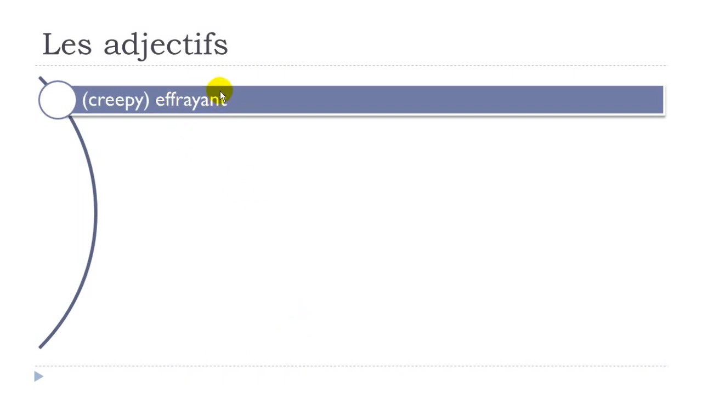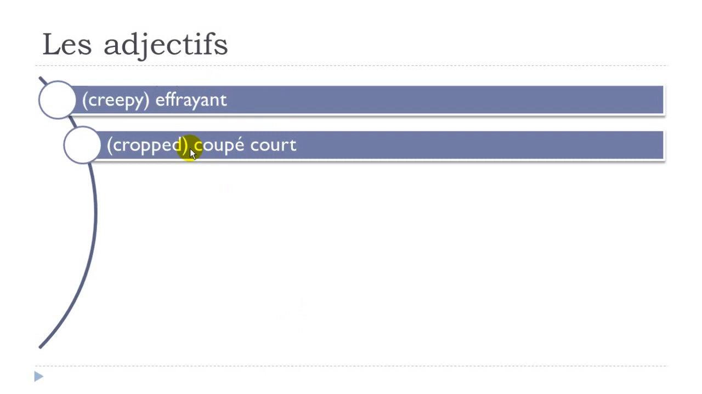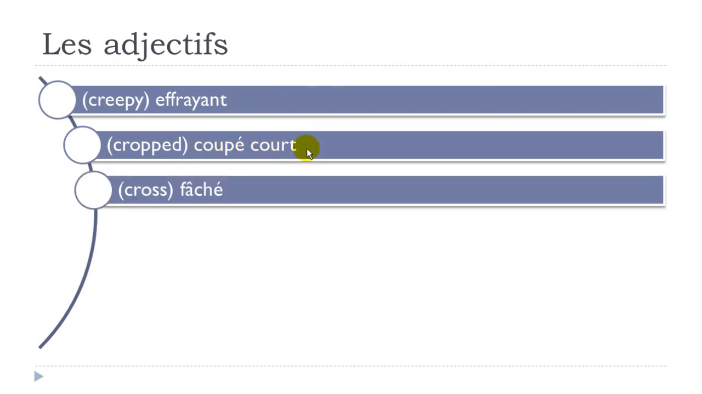Effrayant. Okay, remember, final T not pronounced. Effrayant. Effrayant. Couper court. Final T not pronounced. And here you get this E accent aigu. Couper court. Fâché. Remember, C and H together. Sh, sh. And then E, ché. Fâché.